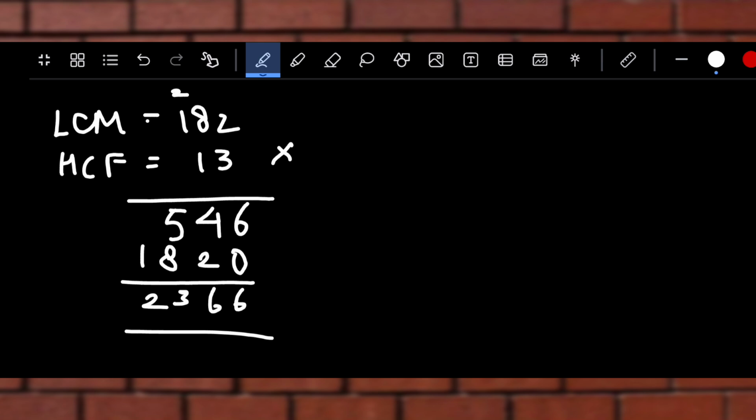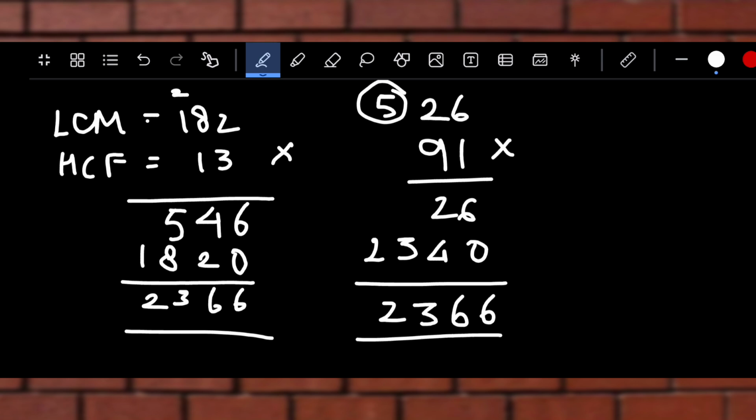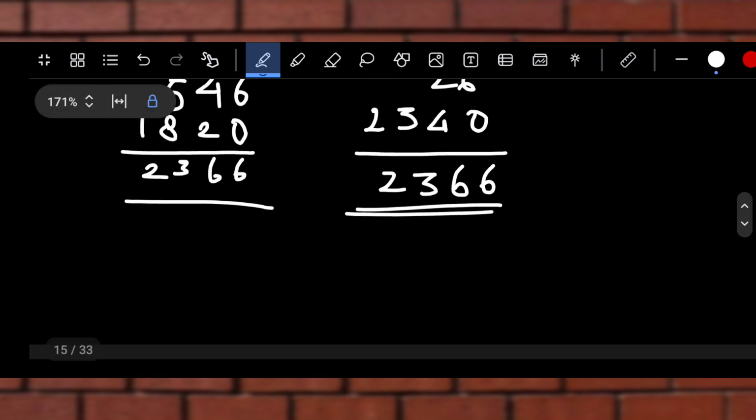Now let's do the product of the numbers given to us. The numbers we had, 26 and 91. Okay, so let's do the product of these numbers. 91 into 26: 1 times 6 is 6, 1 times 2 is 2. 9 into 6 is 54. 5. 9 twos are 18, 19, 20, 21, 22, 23. And when we add it, 6, 6, 3, 2. Here you can see 2366. So we'll just write it here.